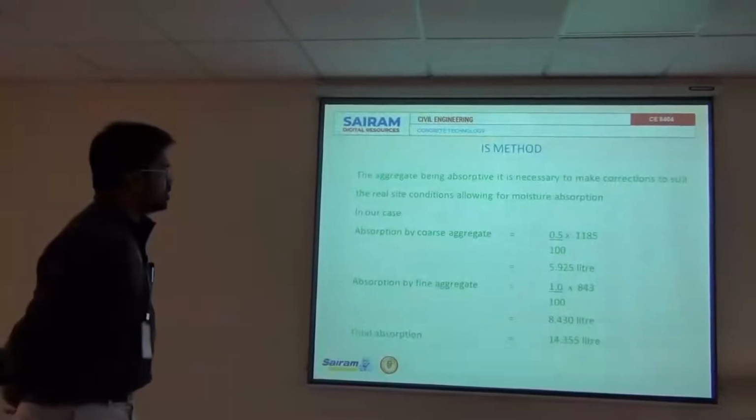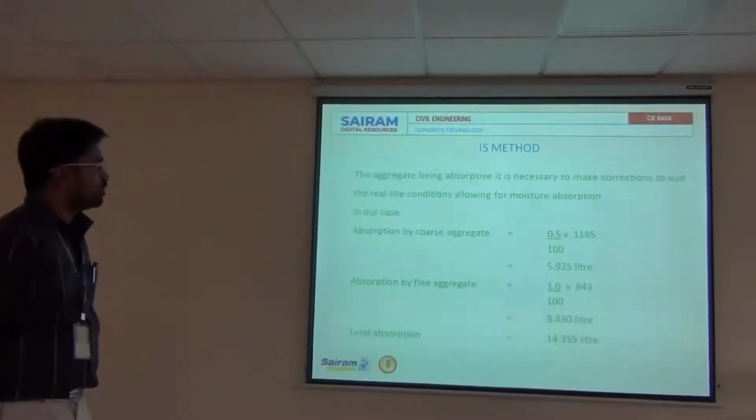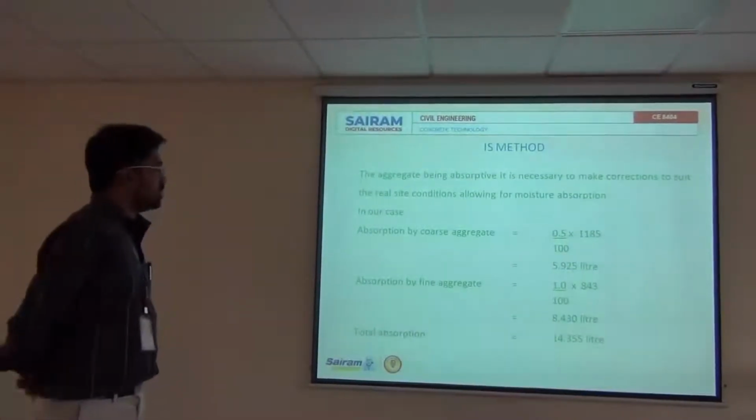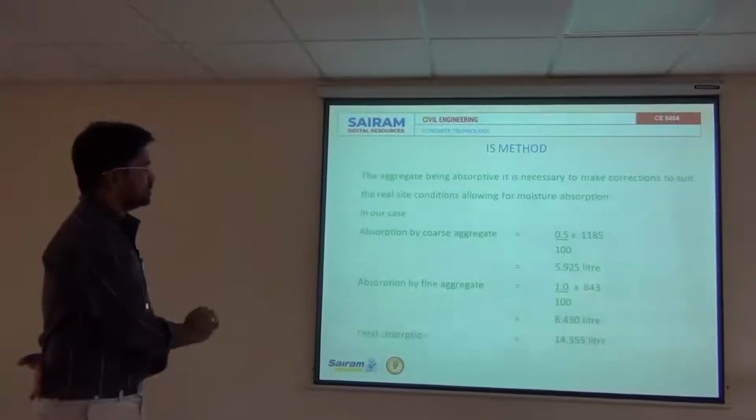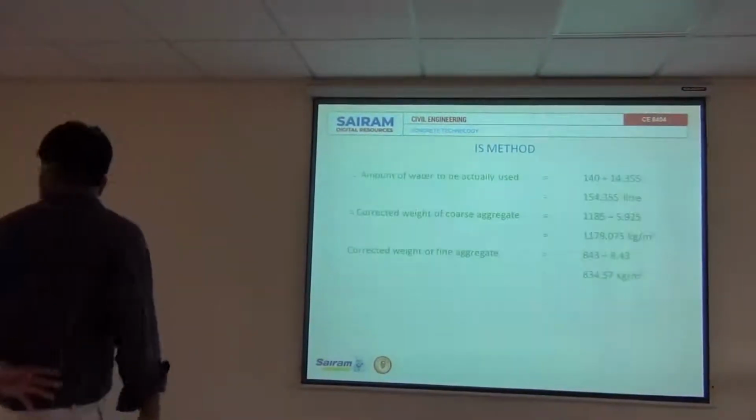Absorption by fine aggregate, similarly 1%. So 1% you get 8.43. So the total absorption is 14.355 liter. Already the water content you selected is 140 liter. This total absorption you have to add, and inclusive you get 154.355 liter.